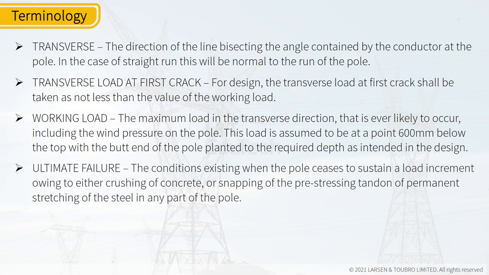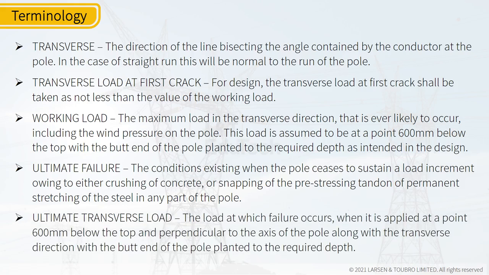Ultimate failure: the condition existing when the pole ceases to sustain a load increment owing to either crushing of concrete, snapping of the pre-stressing tendon, or permanent stretching of the steel in any part of the pole. Ultimate transverse load: the load at which failure occurs when it is applied at a point 600 mm below the top and perpendicular to the axis of the pole along the transverse direction, with the butt end of the pole planted to the required depth.